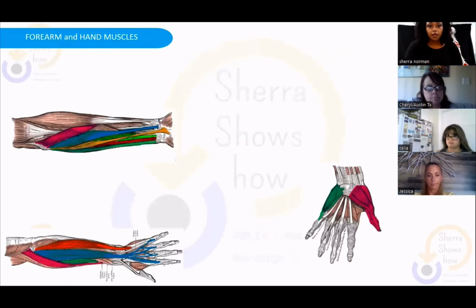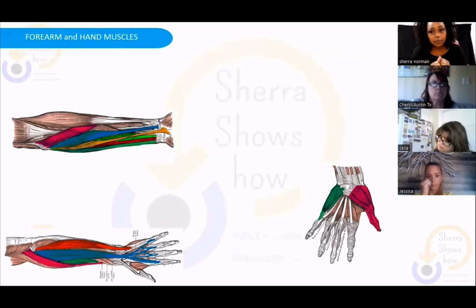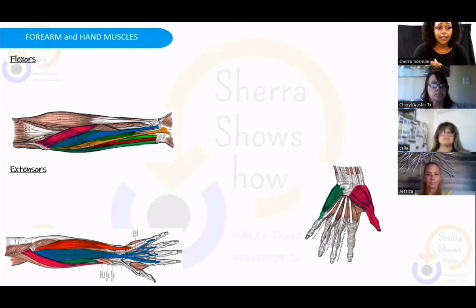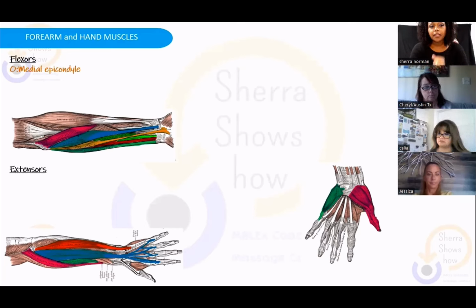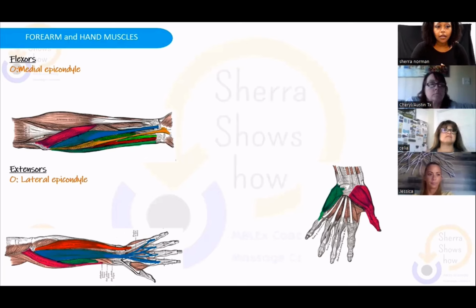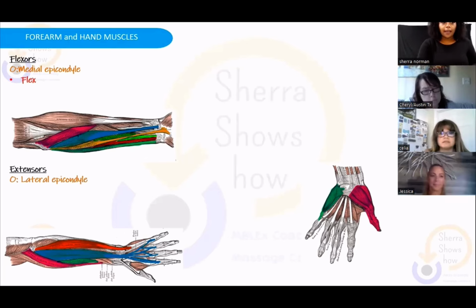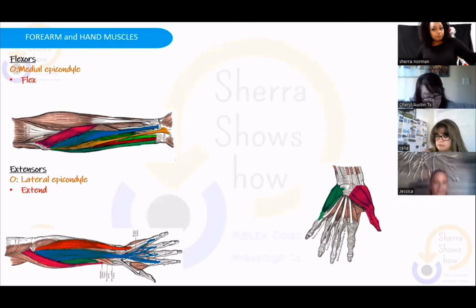Okay. And then forearm and hand muscles. Forearm and hand muscles, keep it as simple as possible. The more you remember, the better. If you can remember that the flexors and extensors start on the medial epicondyle and the lateral epicondyle, you're doing very good. Flexors obviously flex. It's in the name. Extensors extend.